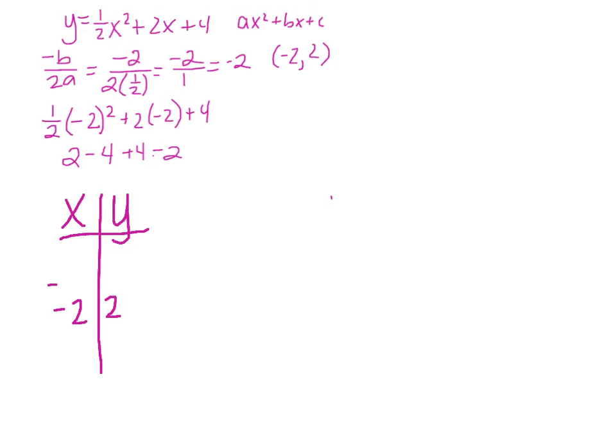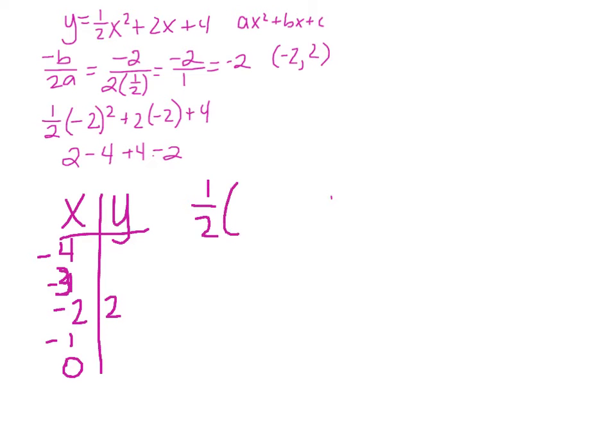And then I'm going to choose two values that are, let's see, I want to go the other direction, that are less than the x value of the vertex, and two values that are greater than the x value of the vertex. And I'm going to plug in to find out what the y values are.